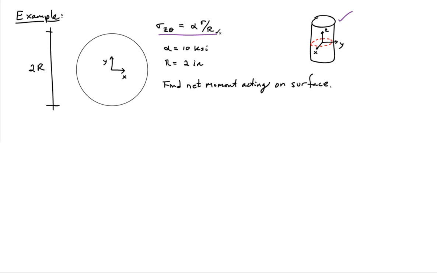So if I look down at the cross-section, it looks like this. I have the x-coordinate and the y-coordinate like that, and then the z-coordinate is coming out of this plane here. And I'd like to find the net moment acting on this surface right here.